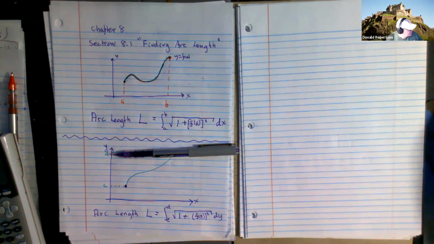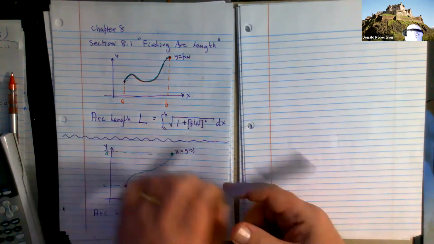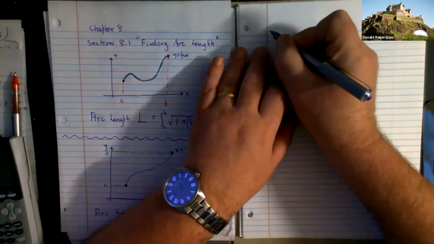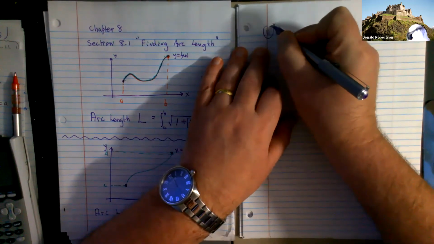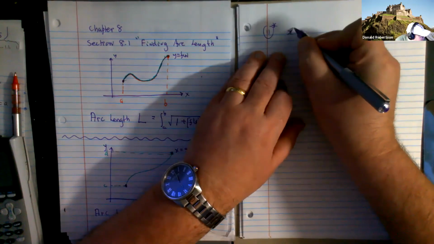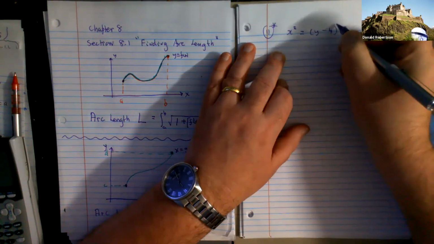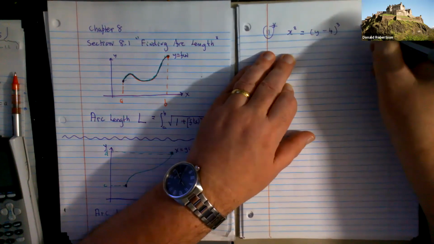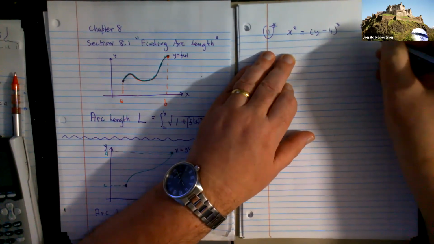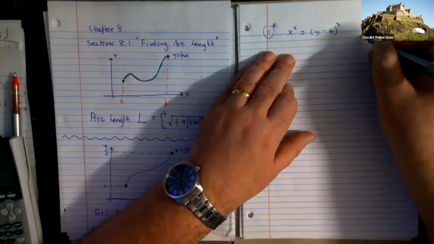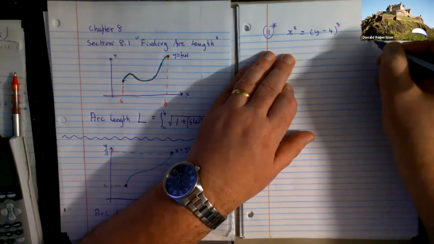Try to find one that's, yeah, this one. This is a version of question 11. And this is x squared equals y take away 4 cubed. And we're finding the arc length from 1,5 to 27,13.